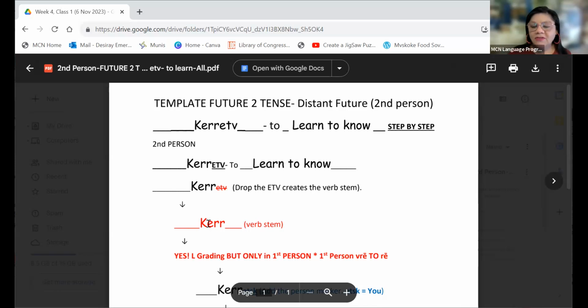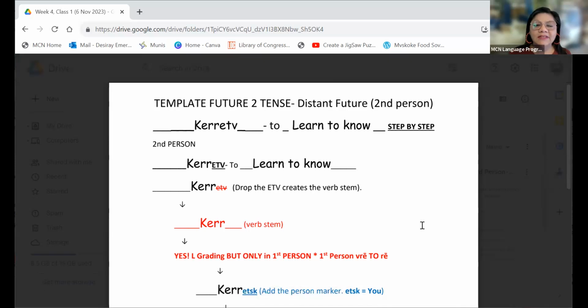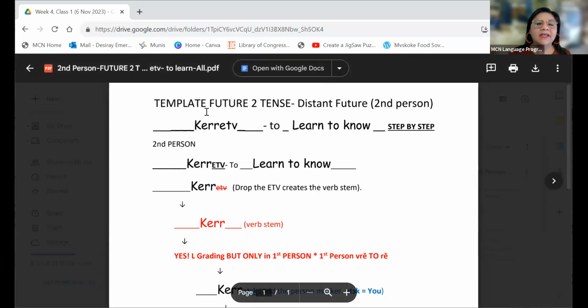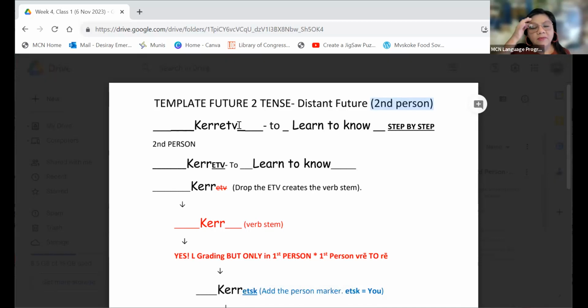Let me go over second person first, so we can see how to conjugate. Again, template, first future, two tense, distant future, second person. I know that I did show this on Monday. It's just a repetition of how you're seeing it, how you're absorbing it, because I know with a flood of information, sometimes your brain is just like, I'm done. But as soon as you start repeating and showing, things will start to sink in a little bit easier.